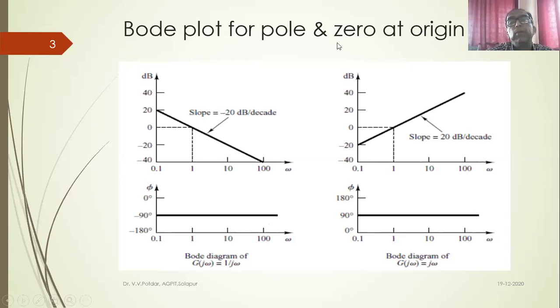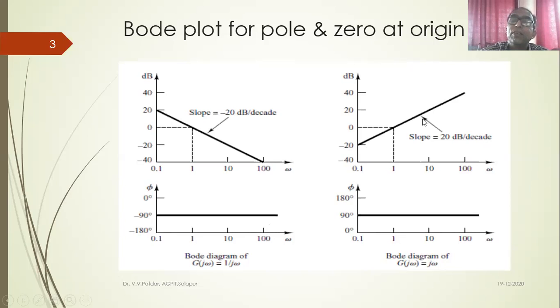Similarly, for 0 at the origin, what will be the magnitude plot? For 0 at the origin, that is S term in the numerator, friends. So magnitude of S term in the numerator provides me a slope of 20 log to the base 10 of S term, right? So it provides me a slope of plus 20 decibel per decade. So for 0 at the origin, I will have a straight line of positive slope of 20 decibel per decade.